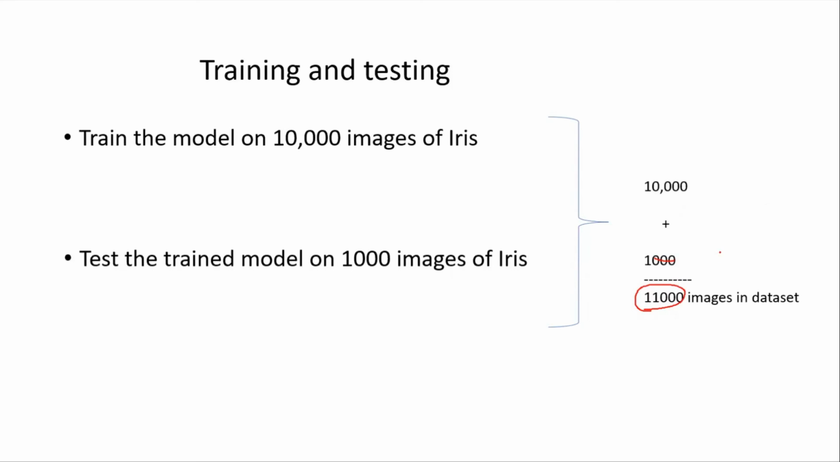10%, okay. So this is 80%, and this is 10%. So the total image dataset to be collected is 11,000. When you have collected 11,000, you use 10,000 for the training and 1,000 for the testing. So altogether you have 11,000.